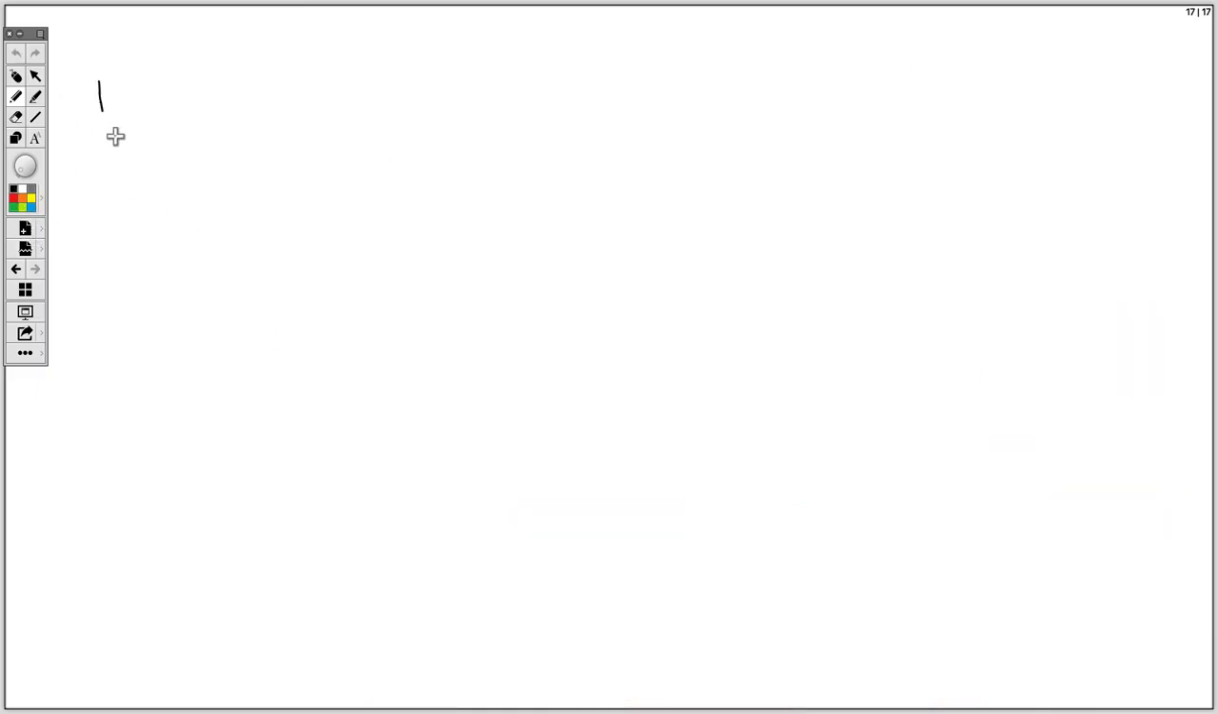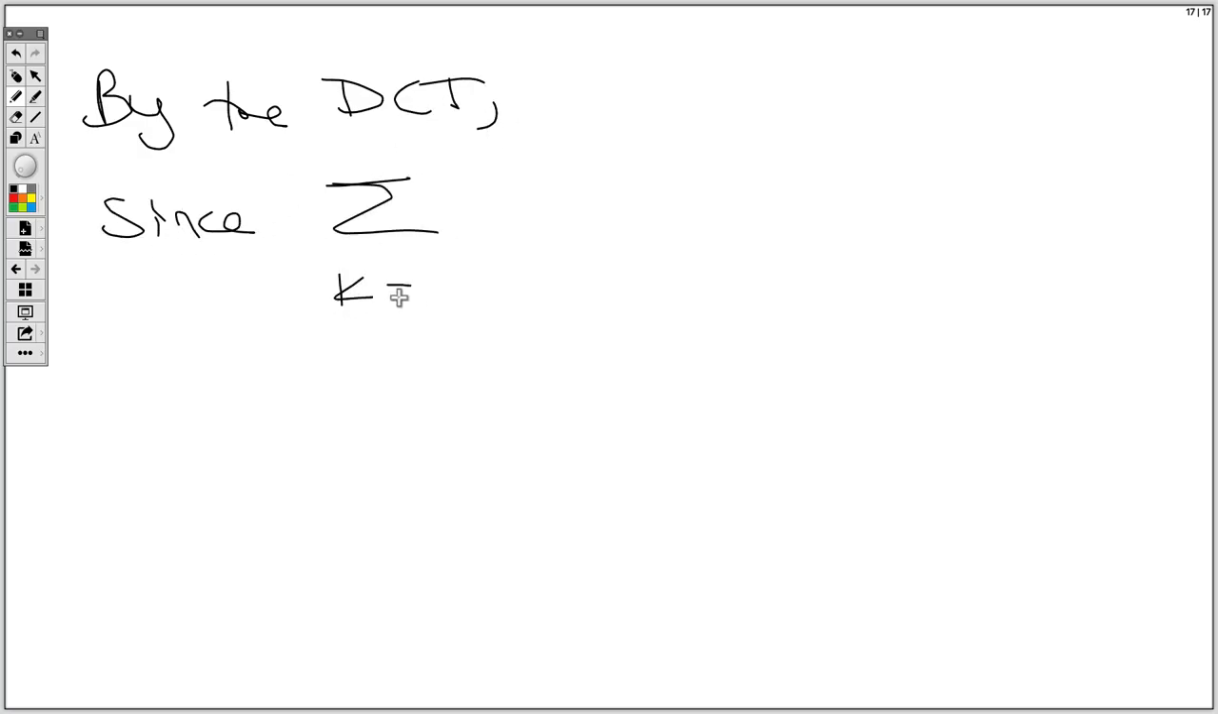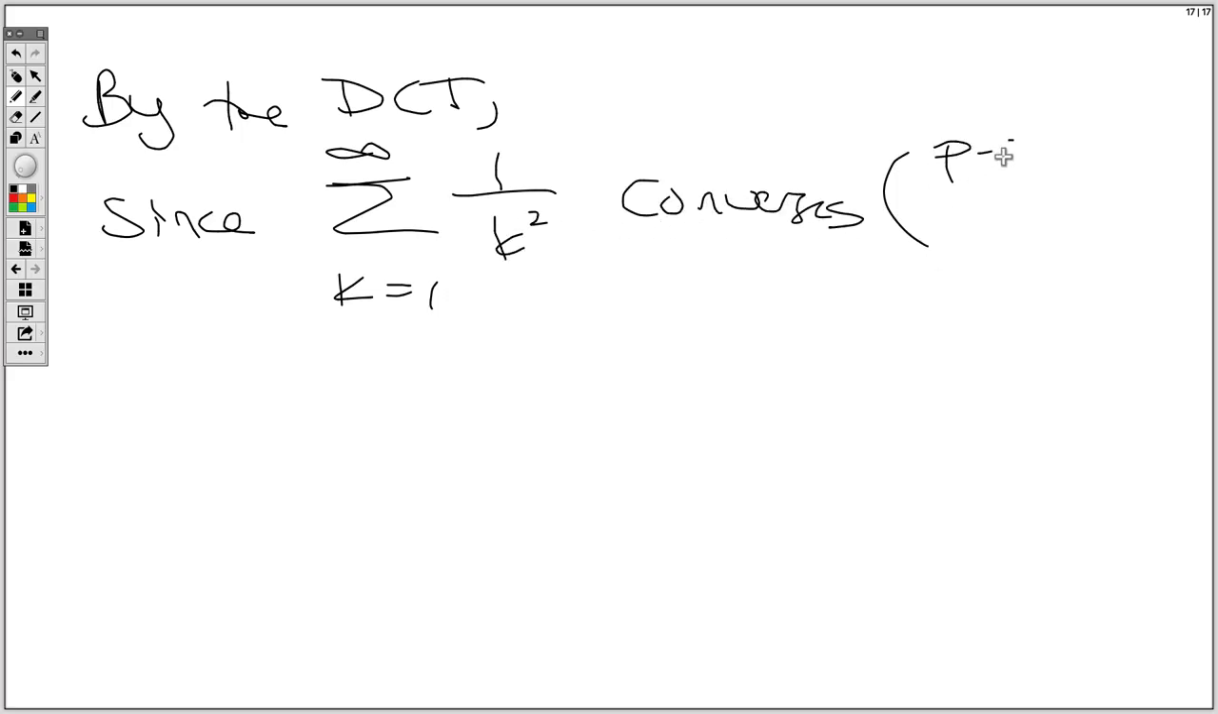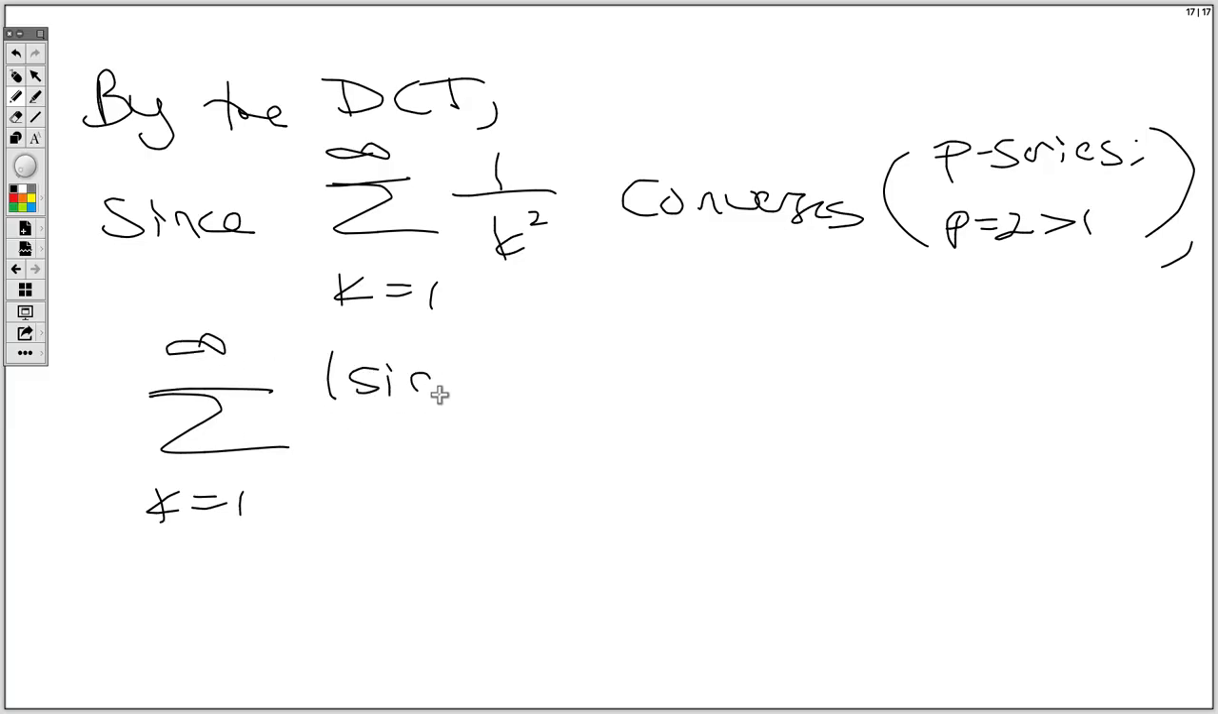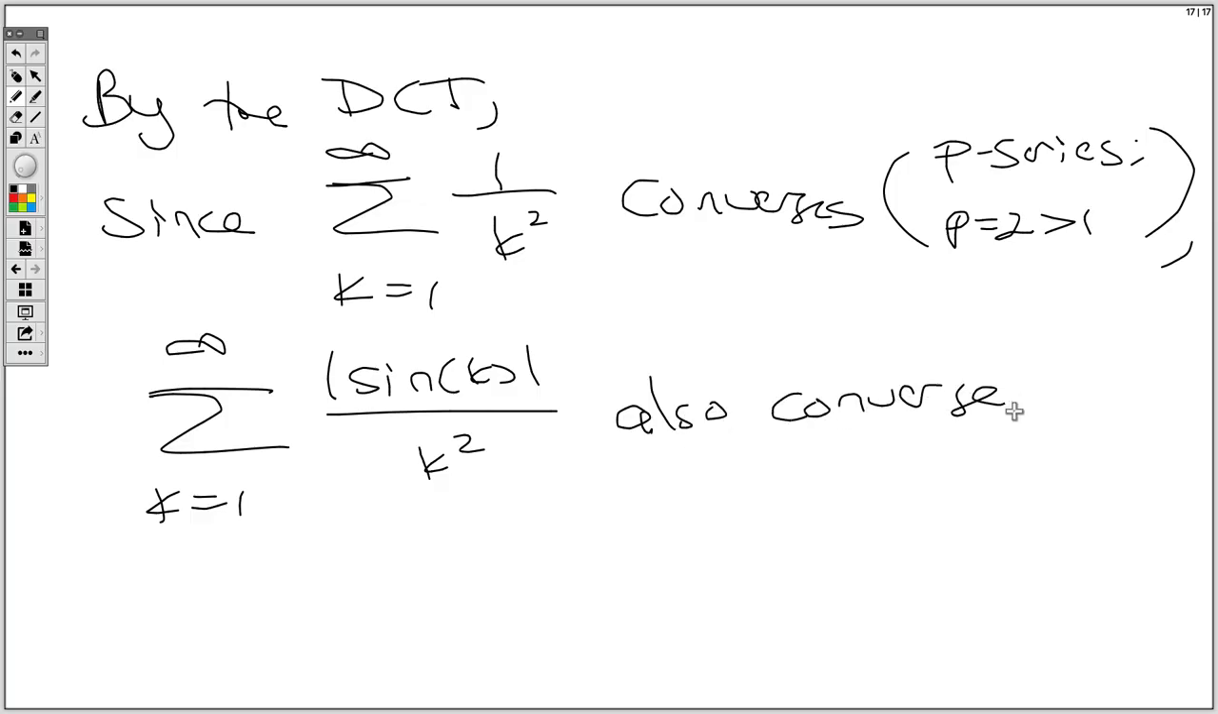A finite number. So by the DCT, since the sum k goes from 1 to infinity of 1 over k squared converges, p series, p is 2 bigger than 1, the sum k goes from 1 to infinity of the absolute value of sine of k over k squared also converges. See how we're putting that logic together, folks?